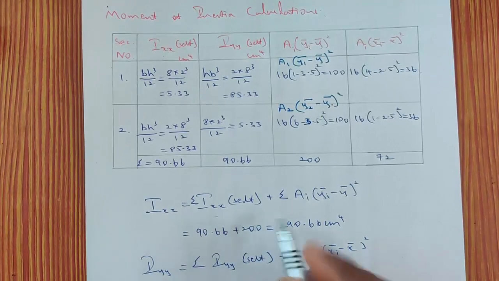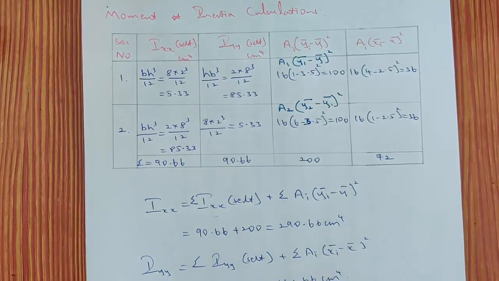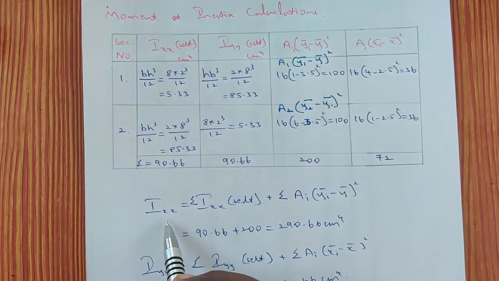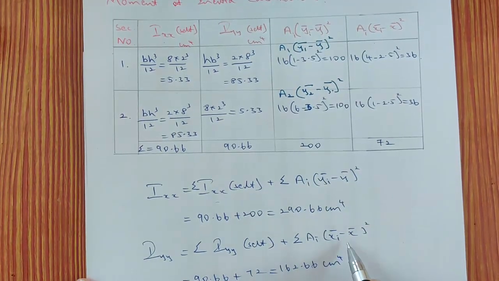We have Ixx self here. Also we have the summation of A(y bar minus Y bar) here. Similarly for Iyy, we have Iyy self and A(x bar minus X bar). When we calculate Ixx, y will be used here, and when we calculate Iyy, x will be used.